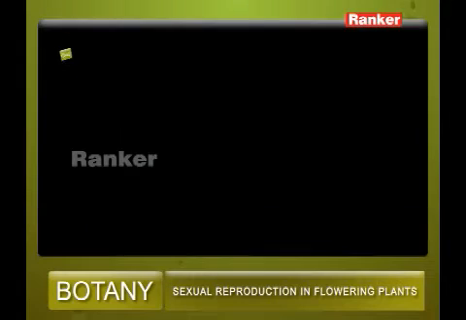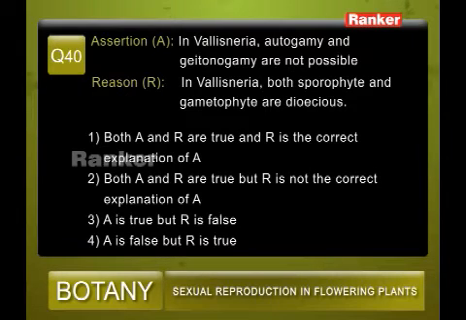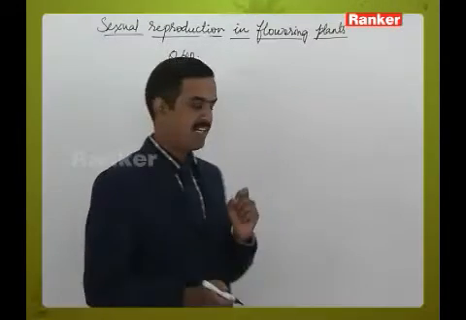Question number 40. Assertion: in Vallisneria, autogamy and geitonogamy are not possible. Reason: in Vallisneria, both the sporophyte and gametophyte are dioecious. Vallisneria.